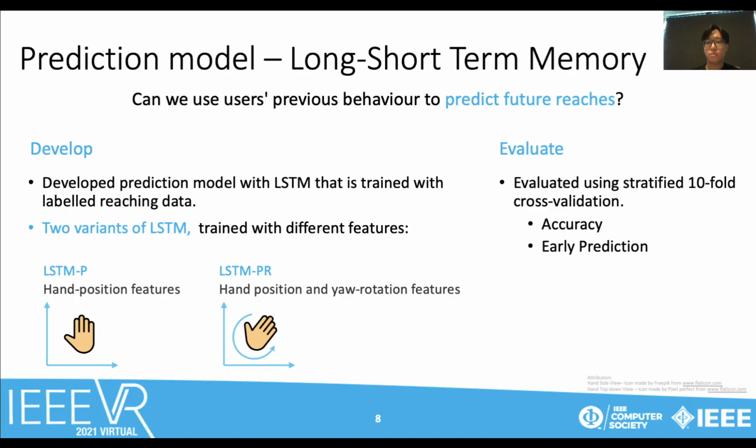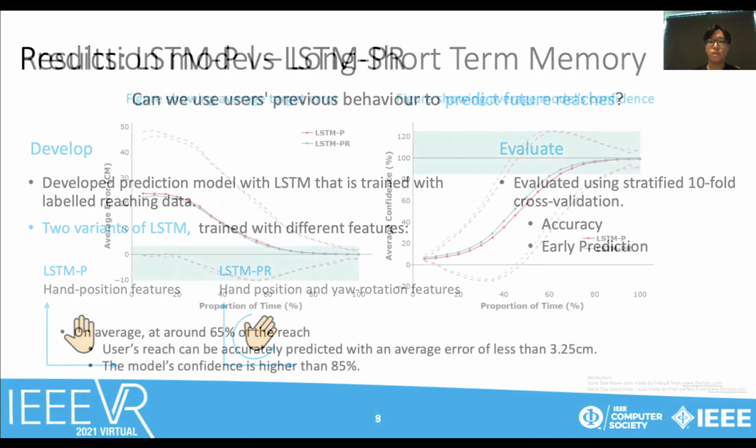When training the LSTM network, we need to decide the movement features to use. So we decided to develop two LSTM networks. The first one we call LSTMP, as we train it with only the hand position features, and another variant called LSTMPR, trained with both hand position and ear rotation. We then evaluated these two models with cross-validation to compare the prediction performance.